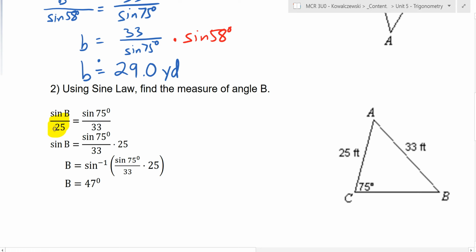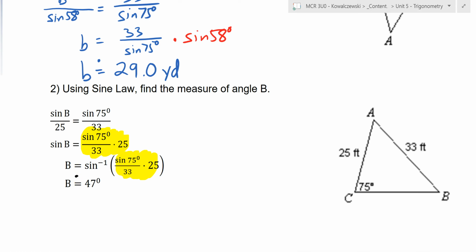Just like before, I want to isolate sine B, so I multiply the other side by 25, but remember that that gives me sine B, not what B actually is, the angle. So in order to get rid of that sine there, we do the inverse. So sine inverse of everything that was on the other side of the equation, that's what the sine inverse applies to. So I will get 47 degrees approximately.